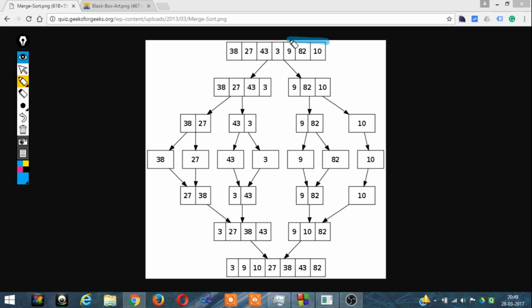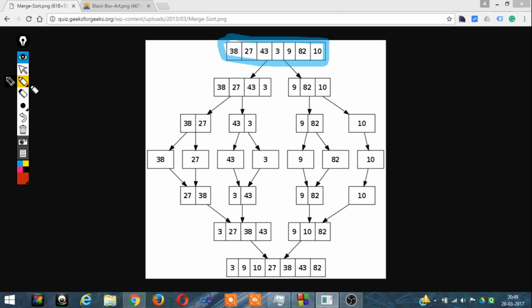This is my initial array, and what the merge sort algorithm tells us is, if we have an initial array, then divide the array in half. So how many elements are there in this array? It is 1 2 3 4 5 6 7. So there are 7 elements in this array.